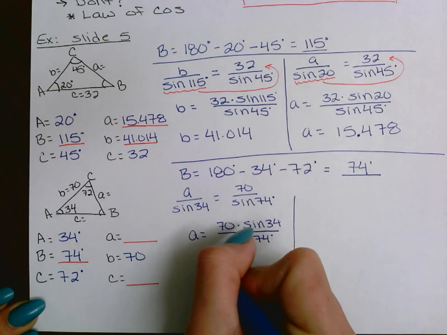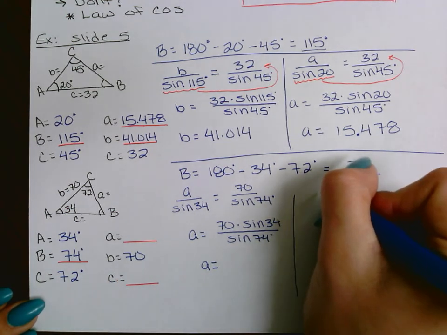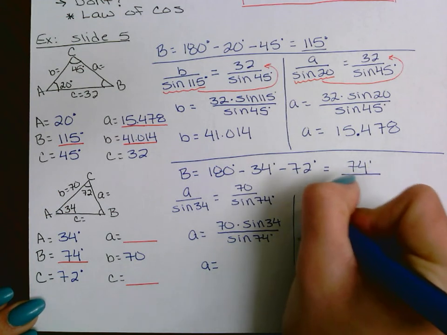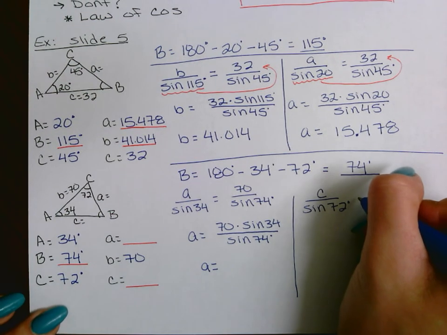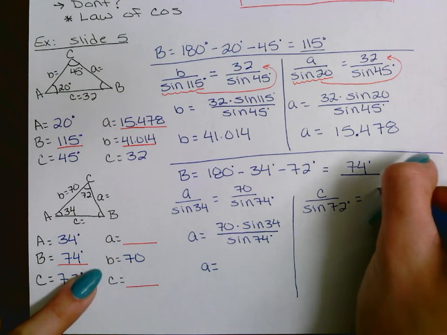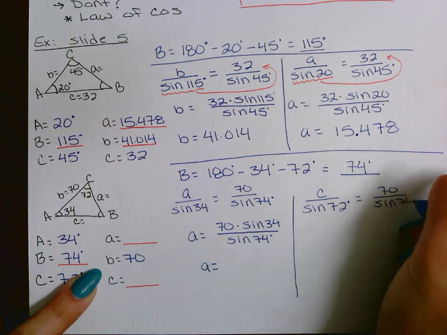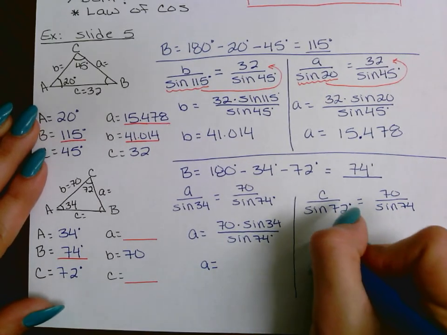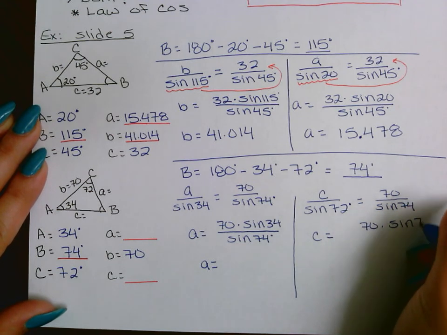And before I go to my calculator, just so I do all of my written work at once, I'm going to do the same exact thing for little c. Okay? So little c over sine of angle c, which is 72, is equal to, I'm going to use b again, so 70 over sine of 74. Multiply this denominator over, so I have c equals 70 times sine of 72, a lot of sevens here, over sine of 74.